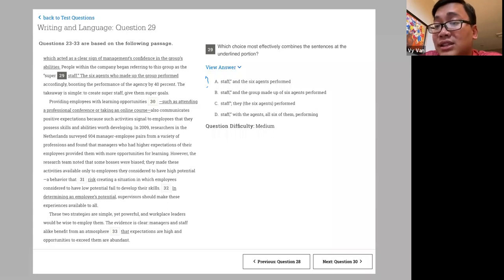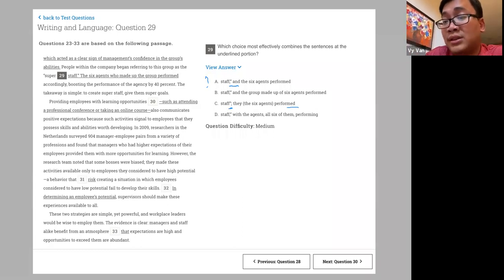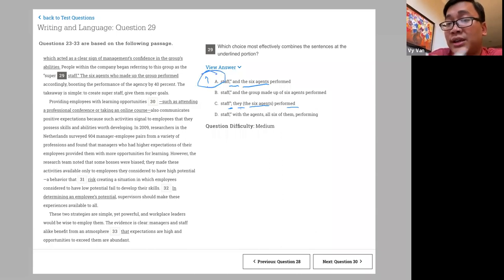Let's look at C. The staff, the 6 agents performed. Okay, so the structure, a comma and a conjunction is the same as the semicolon. So they're the same. Let's see the difference between this. So they, the 6 agents. So this is something a little bit too extra. You don't need to say they and then you specify the 6 agents. You can just really say the 6 agents. This is shorter, straight to the point. I'm very sure the answer is A.